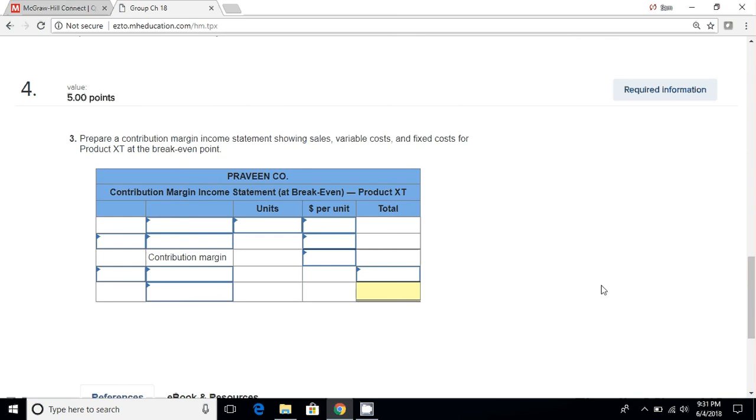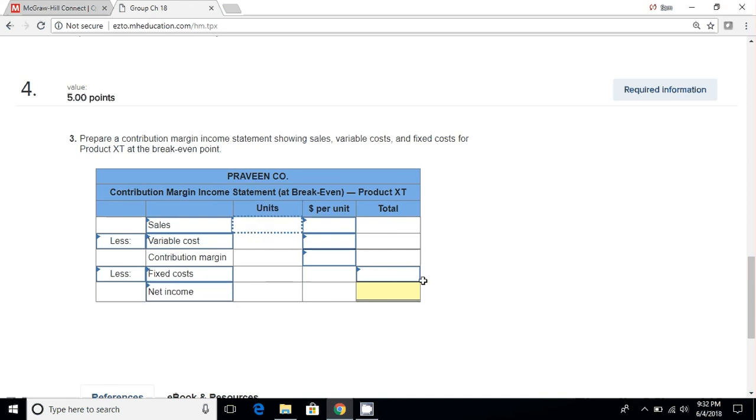And then it says to prepare a contribution margin income statement showing sales, variable cost and fixed cost for product XT at the break-even point. So this is where we're going to prove it, right? Do you remember how to do contribution margin? I sure do hope so. So it's going to be sales less the variable cost, less what after the contribution margin? Hopefully the only other cost we got, which is fixed, and that's going to equal net income.